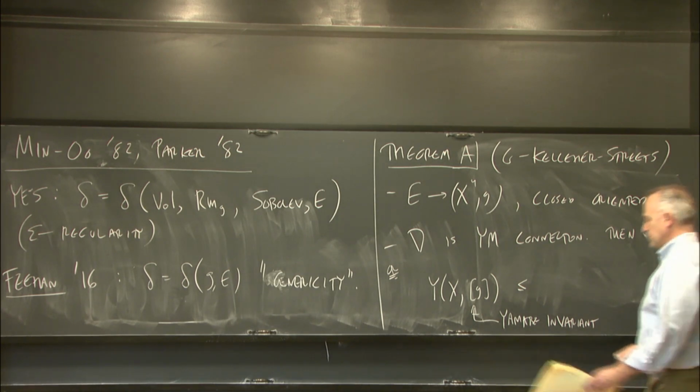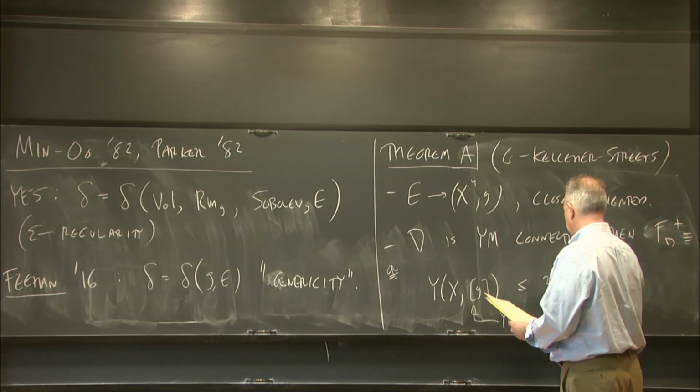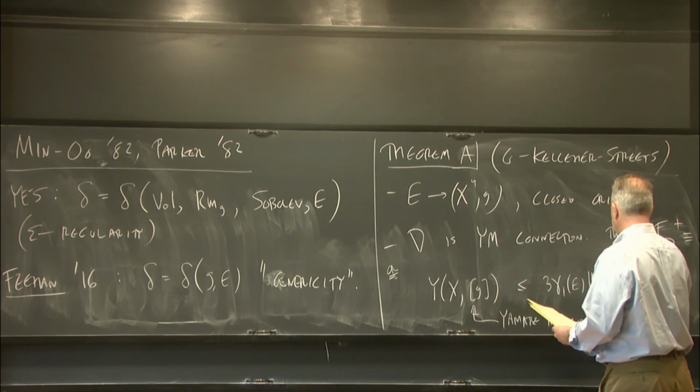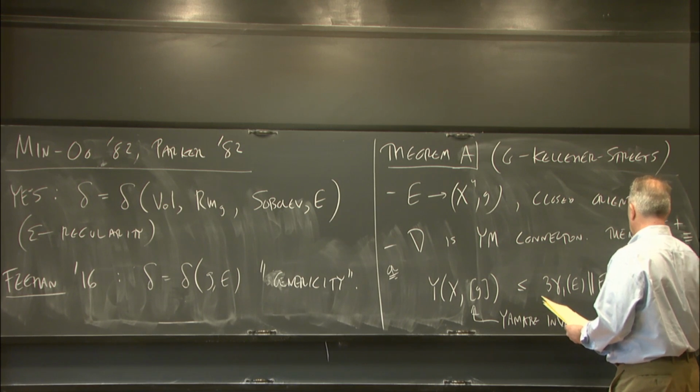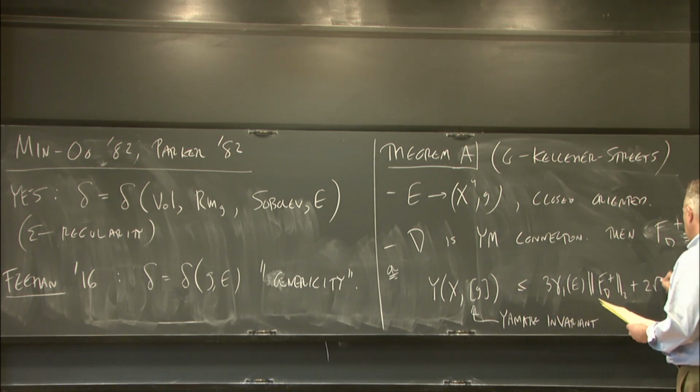And this is less than or equal to, so I've got to get the constants correct here. So 3 gamma 1 of E, I'll explain in a second, times the L2 norm of the self-dual part of the curvature, plus 2 root 6 times the L2 norm of the self-dual part of the Weyl tensor.